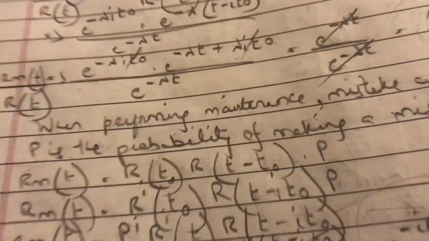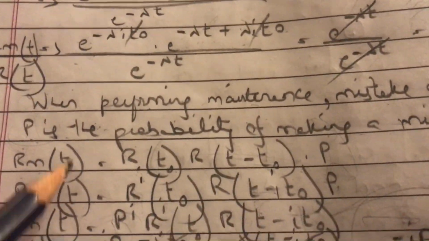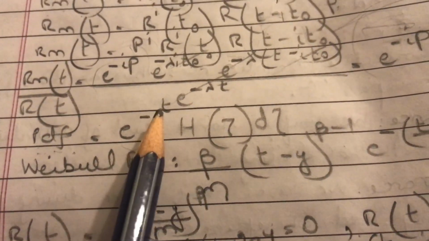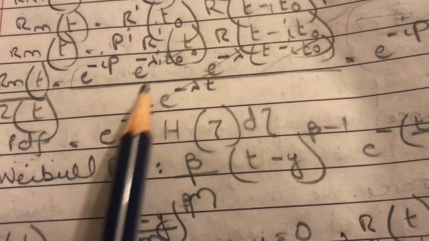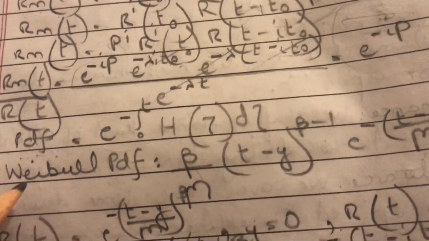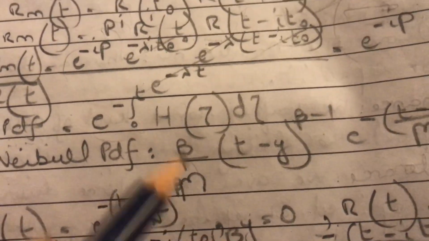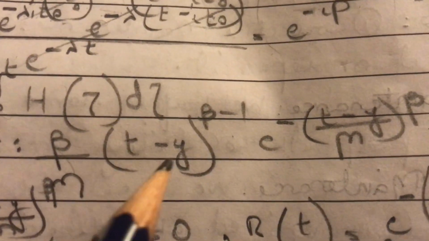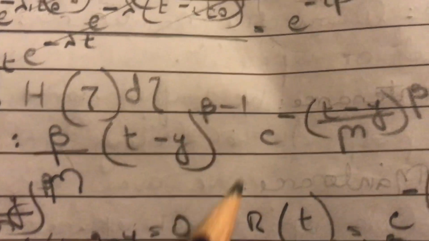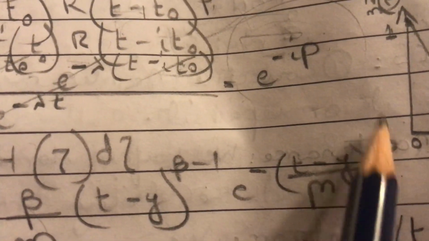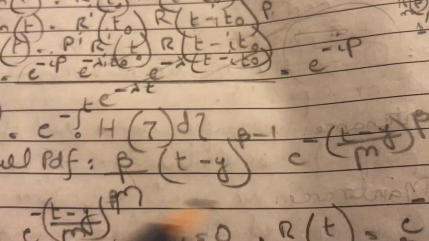What we find when Rm of t is greater than r of t, let's have a look. So we have here a PDF, that is e to the minus integral, limit of 0 to t, h of tau d tau. Right, we have a Weibull PDF. What is the Weibull PDF? We have a formula beta over eta, (t minus y) to the beta minus 1, e at the minus ((t minus y) over eta) to the beta. So this is our Weibull PDF.